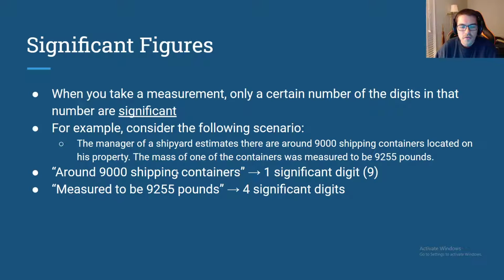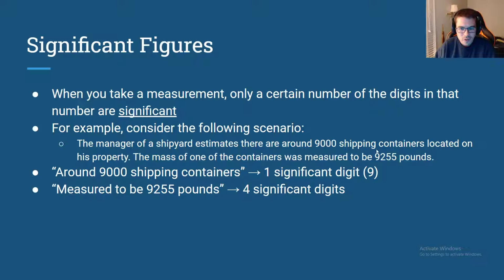We would say that this number, or this measurement, has one significant digit, the 9. Okay. Saying that it's around 9,000 means that you don't know, right? Like you didn't actually go through and count. It's not an exact number. You're just sort of guesstimating that there's around this many. So we can only really take this first number here, this 9, as being the only sort of significant digit in this number, okay?